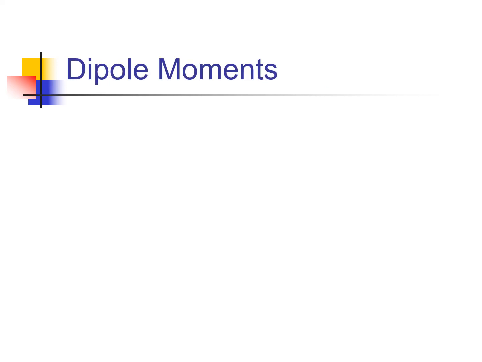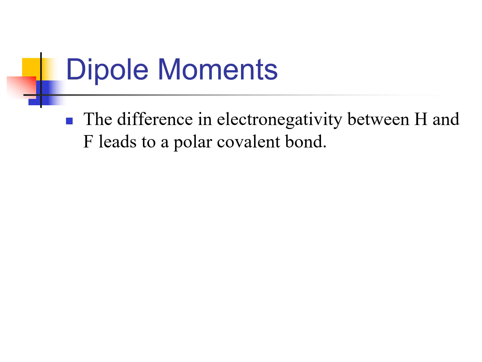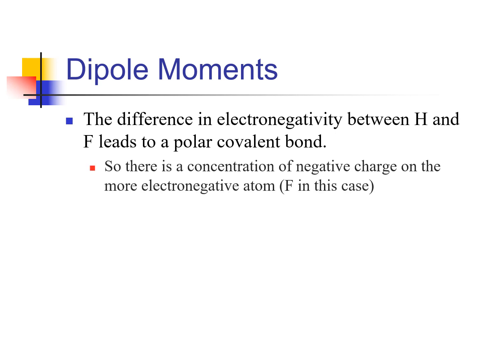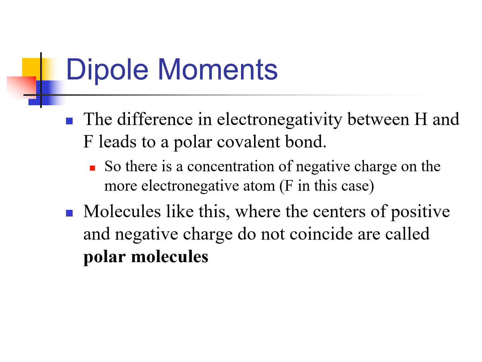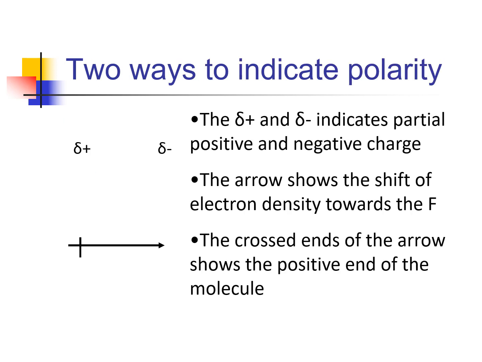Now this brings us to the dipole moment. The difference in electronegativities in that hydrogen fluoride example led to a polar covalent bond. There's a concentration of negative charge on the more electronegative atom, fluorine in that case. Molecules like this, where you have these partial charges, where one end is slightly positive and one end is slightly negative, we call a polar molecule. We can show that either by labeling plus and minus on either end, or with this symbology here, where we put the little cross plus end on the positive side and the arrow pointing towards the negative.